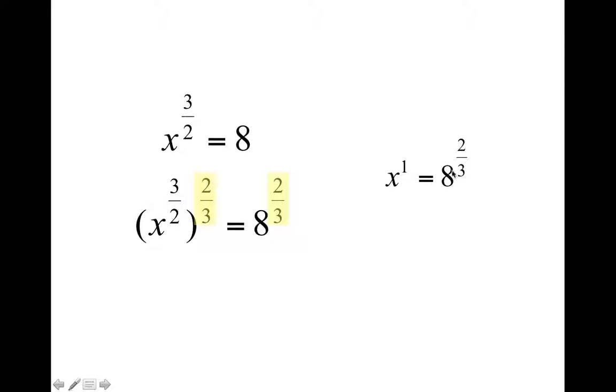Hopefully you're pretty quick with this stuff now. This means take the cube root of 8 and square it. Cube root of 8 and square it, right? Cube root of 8 is 2. 2 squared is 4. So our answer is 4.